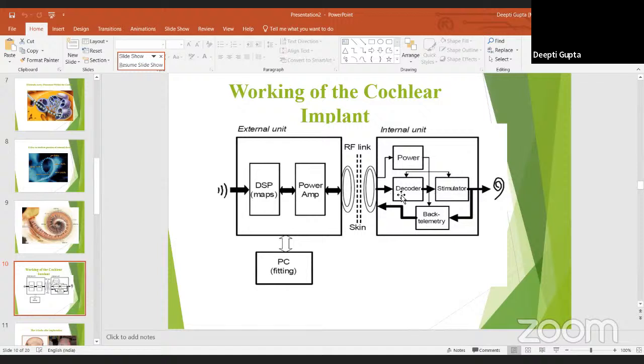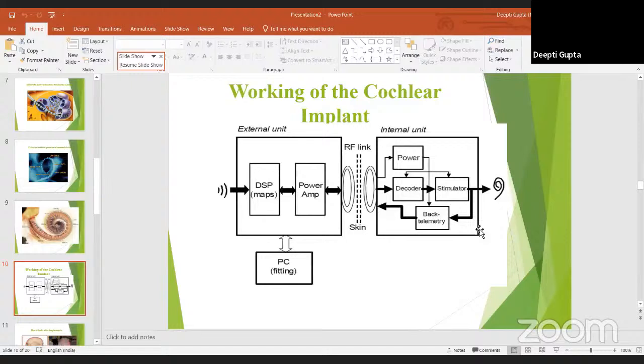Whatever sound is coming from the outer part of the cochlear implant goes through the RF link to the inner part of the cochlear implant, then it is decoded, and from the decoder it will stimulate the electrode. After that, it will reach the auditory nerves, and from the auditory nerves it directly reaches the brain. So this is the whole functioning of the cochlear implant.